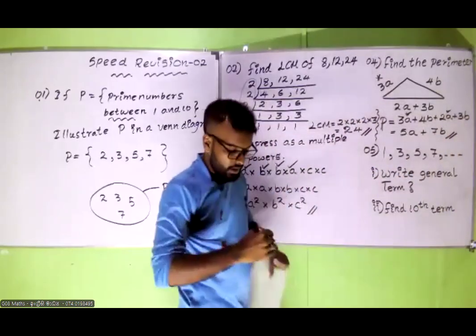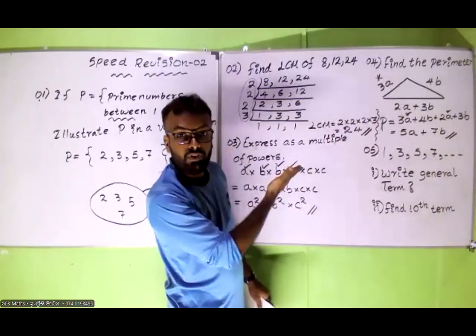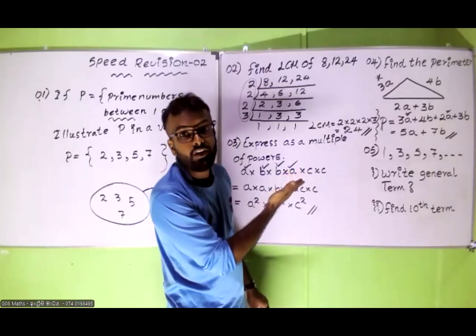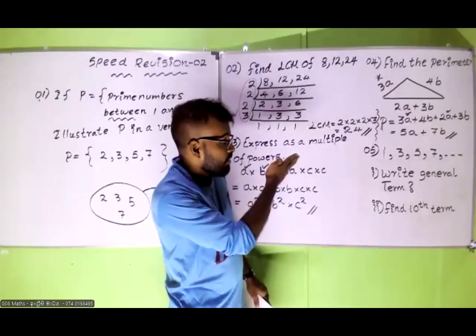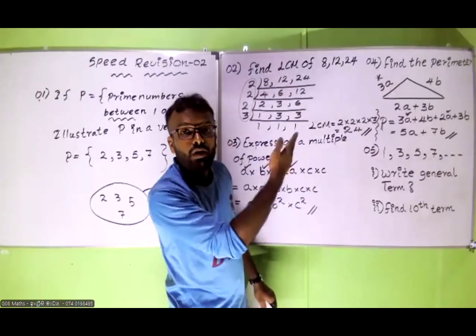Perimeter. Right? What is this? Fifth one. You are familiar with this one, right? So 1, 3, 5, 7.